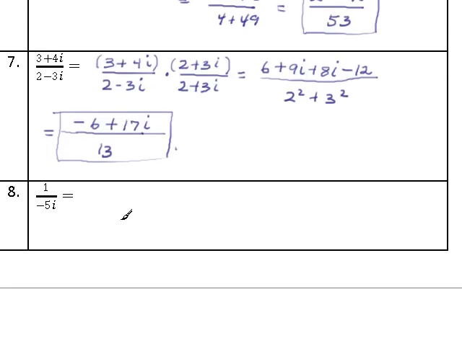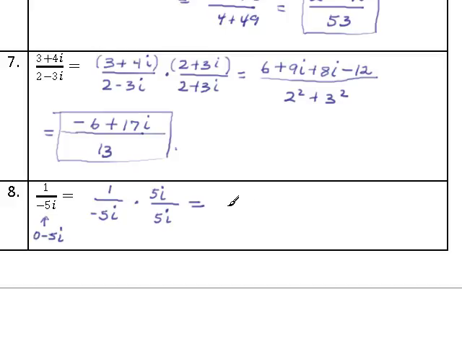Okay, so finally in number 8, we're just looking at 1 over minus 5i. And basically we're going to do the same trick, multiply top and bottom by the conjugate. So here, the conjugate of minus 5i would be plus 5i. You could think of this as 0 minus 5i. So the conjugate is 0 plus 5i, or just 5i.